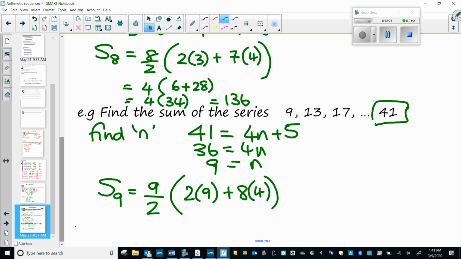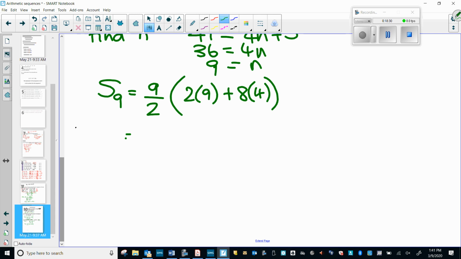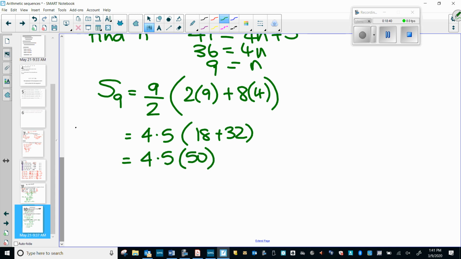So hopefully you're thinking, well, this is all right, it's not too bad. And away we go. So 4.5 lots of 18 plus 32. So 4.5 times 50. Oh, I don't know what that is. What do I want? 225 next.